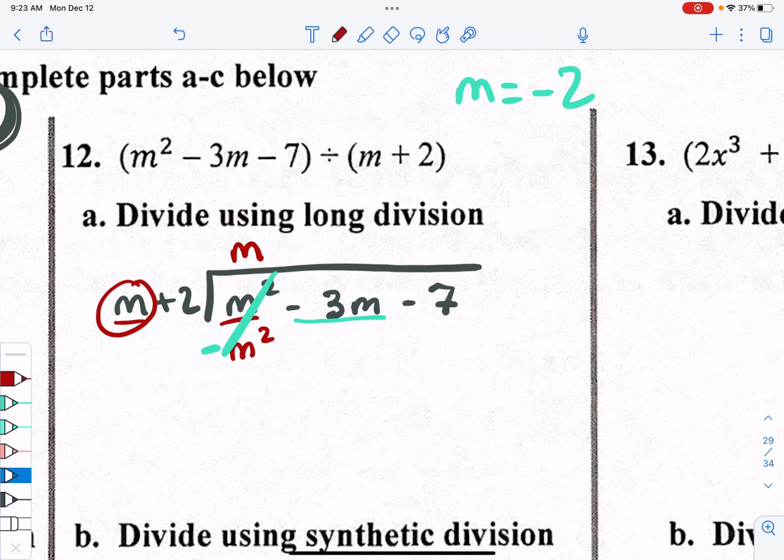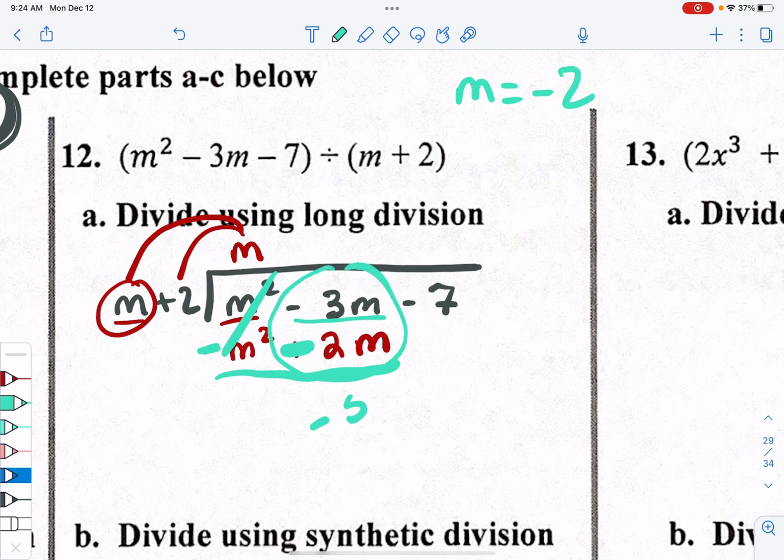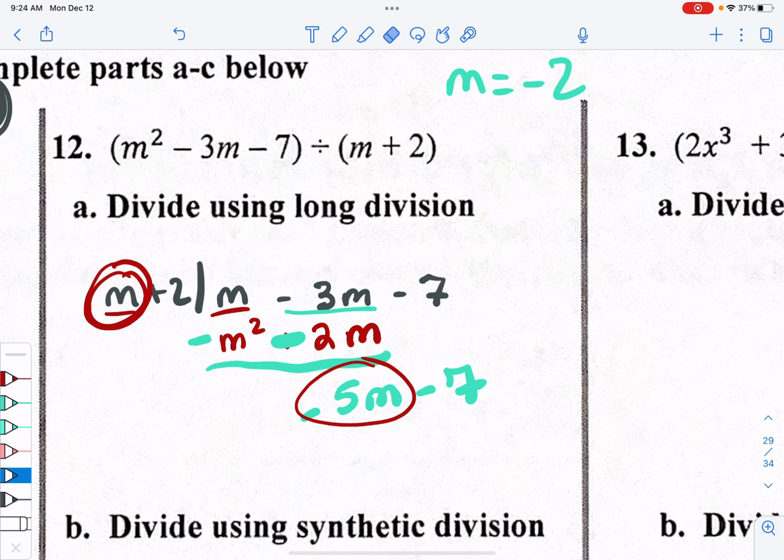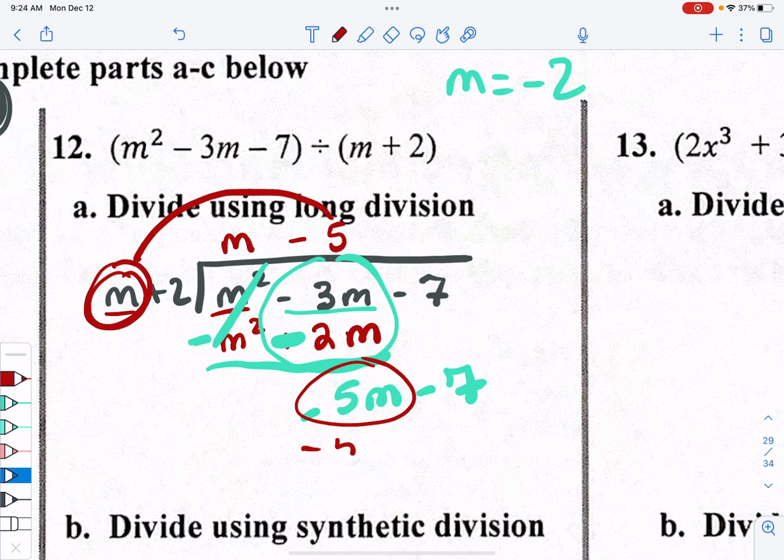Back up. Okay, here we go. So m, we said we started with m times m is m squared, and m times 2 is a positive 2m. Here we go. Then I switch my signs, so this becomes minus, this becomes minus, not plus. This then is negative 5m. That's the problem. Okay, now I begin again. There we go. All right. Then what do I take times m to get negative 5m? I need a negative 5.